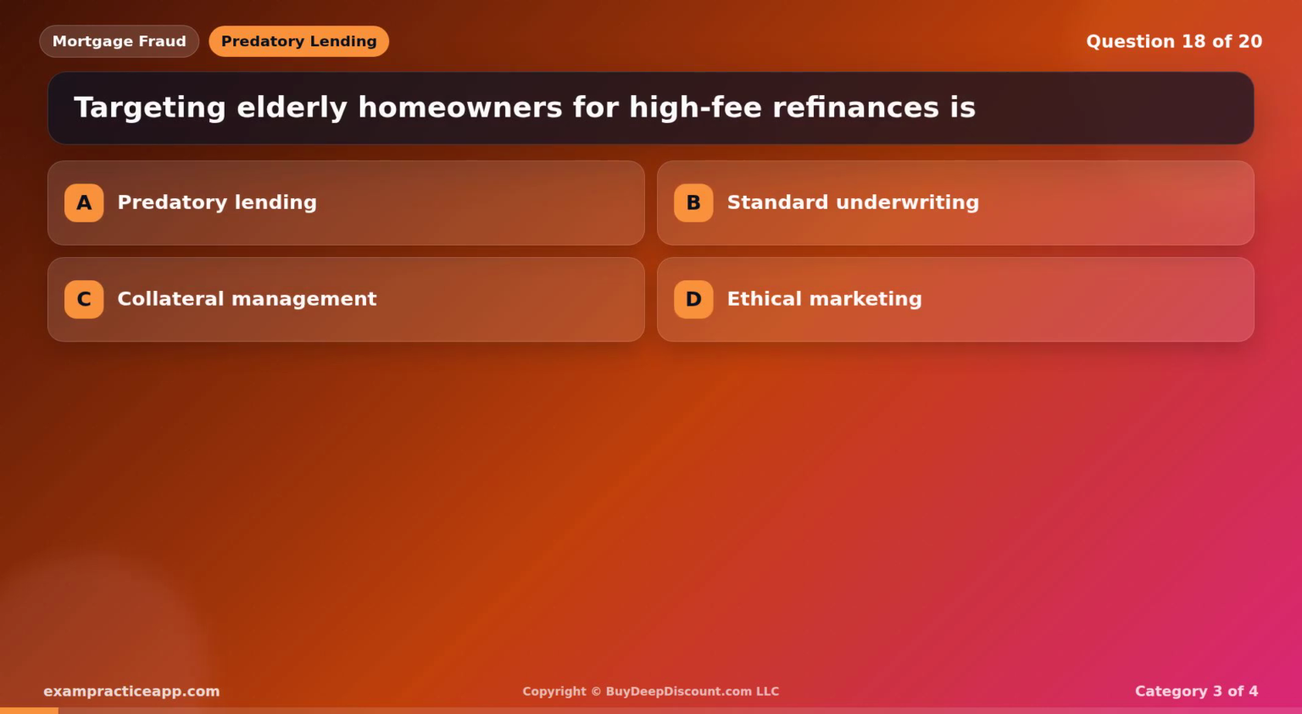Question 18. Targeting elderly homeowners for high-fee refinances is option A, predatory lending, option B, standard underwriting, option C, collateral management, option D, ethical marketing. Take a moment to choose your answer. The correct answer is option A, predatory lending. Explanation: Targeting vulnerable groups with harmful loan terms is predatory lending.